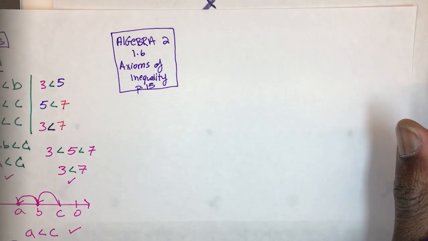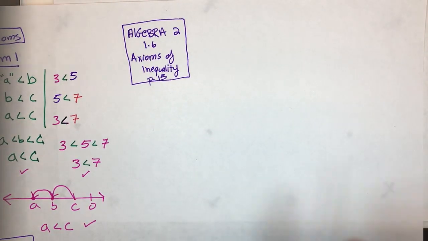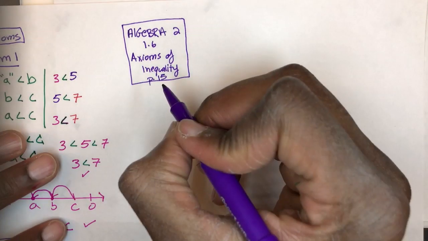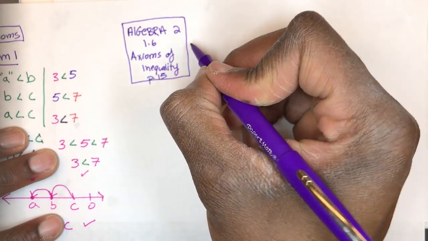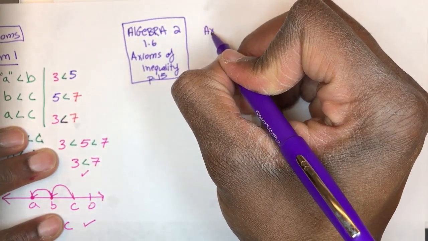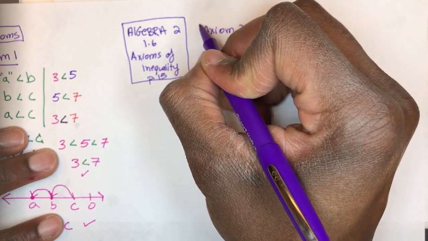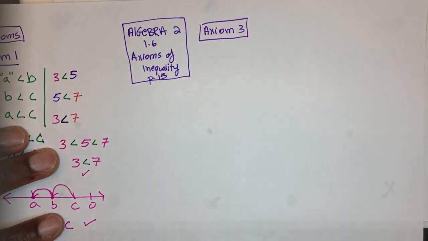Now we're down here, or up here rather. Axiom number 3. Let's go up here. Axiom number 3. Remember, these just make sense because they are true.